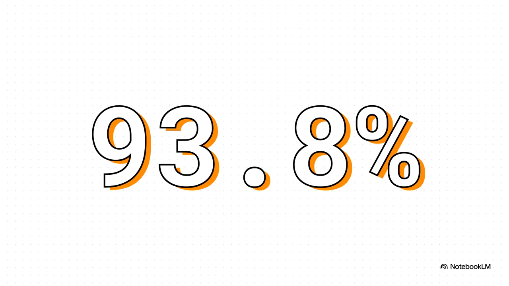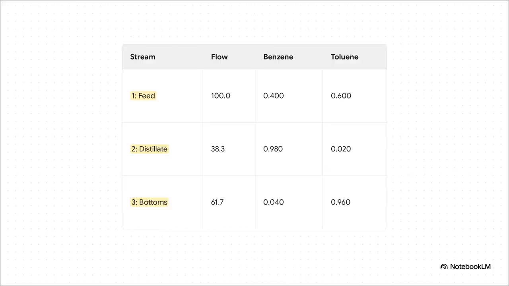But what about our recovery? Well, when you run the numbers, you find we're capturing 93.8% of the benzene that we originally fed into the column. And this right here perfectly illustrates that classic trade-off in process design. To achieve that incredibly high purity, you almost always have to accept losing a little bit of your valuable product out the other end.